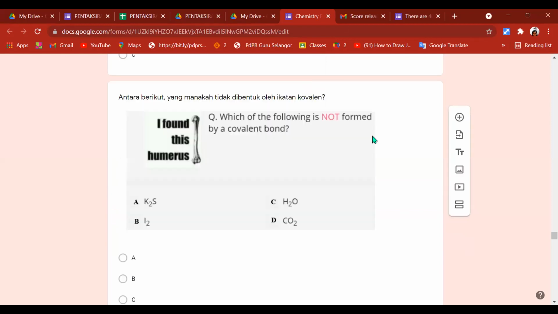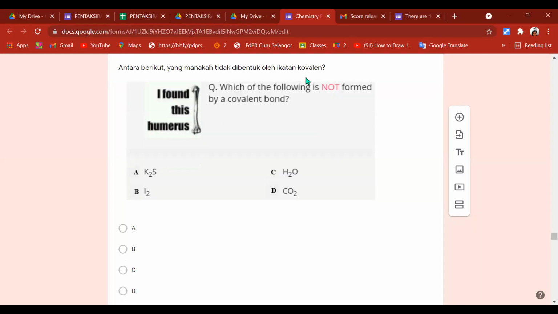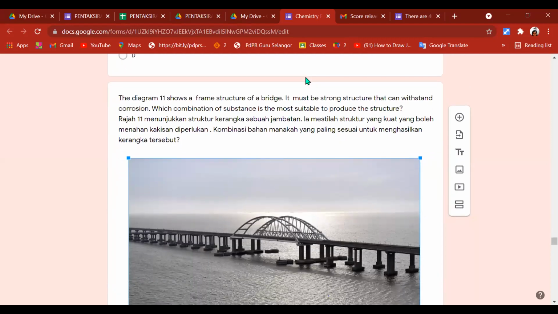Which one is not formed from a covalent bond? I think it's B. Very good. The answer is A, because if it's covalent, you must have non-metal and non-metal. B, C, D are all non-metal and non-metal. Okay. Now this one you must know.